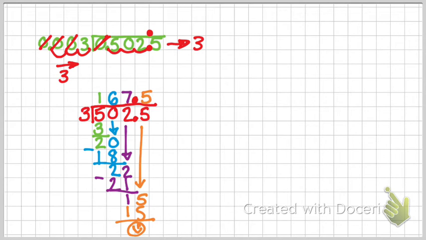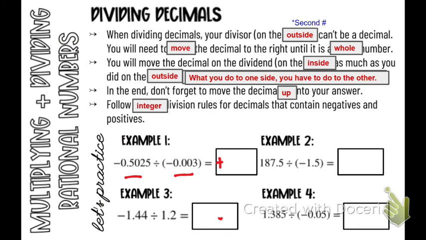And my answer at the top is 167.5. So I'm going to take that back to my page and write it in behind my positive sign. So that should be 167.5. We're going to go ahead and work on example 2. So we have 187.5 divided by negative 1.5. So we have a positive and a negative.